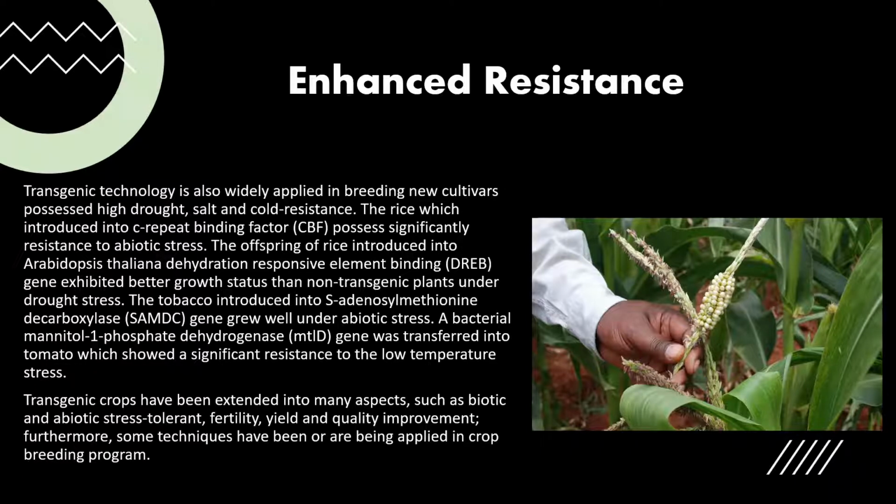Transgenic crops have been extended into many aspects, such as biotic and abiotic stress tolerance, fertility, yield, and quality improvement. Furthermore, some techniques have been or are being applied in crop breeding programs.